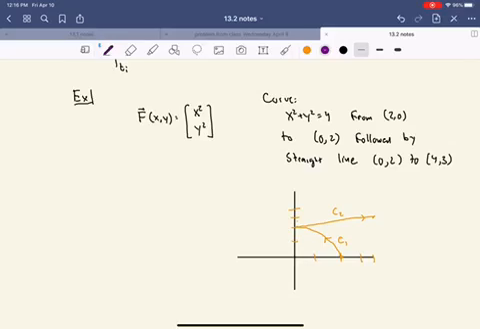Give me just a second. Sorry for the dead time. I'm trying to make the notes that I'm going off of a little bigger.